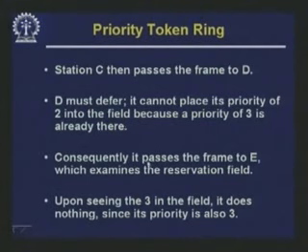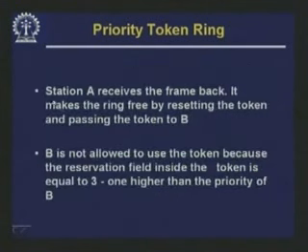Consequently, it passes the frame to E, which examines the reservation field. Upon seeing the 3 in the field, it does nothing, since its priority is also 3. So, E cannot do anything and simply sends it along. Station A receives the frame back. It then makes the ring free by resetting the token and passing the token to B.